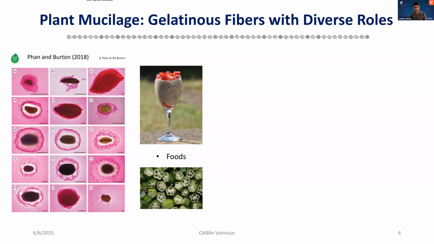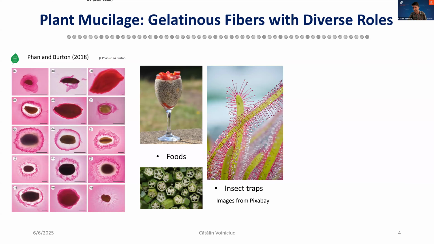Okra also produces a lot of mucilage. If you slice the pods, you will have noticed the slimy substance rich in polysaccharides. And then some specialized plants like the sundew secrete mucilage from trichomes. So that sticky substance you see is actually a trap for insects to basically get stuck, and then the plant will digest the insects for a nitrogen source.